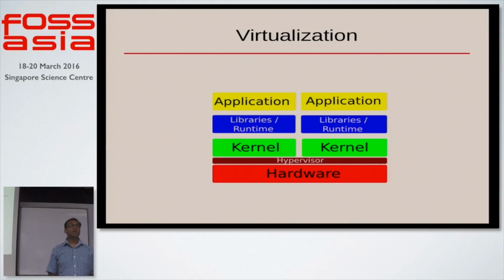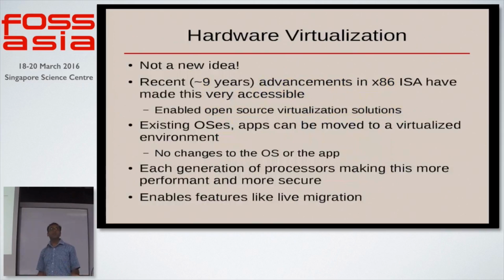KVM is the hypervisor I'm most familiar with for obvious reasons. What the hypervisor does is arbitrate access to the hardware by these various kernels, using functionality enabled in hardware itself. Hardware virtualization is also not new. IBM's Z series, as in the mainframes, always had support for virtualization. They always had to have a hypervisor running. This is technology from the 1970s.